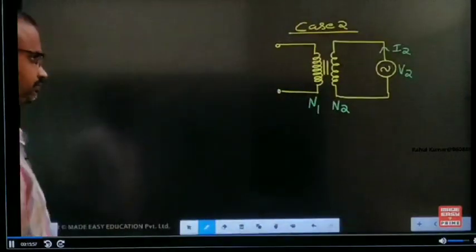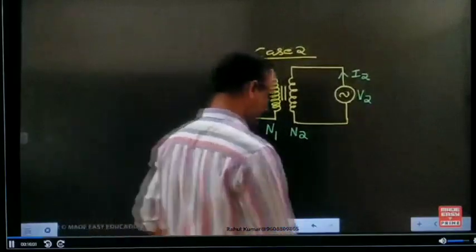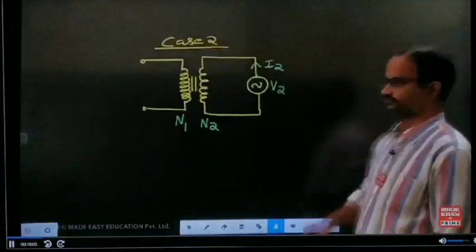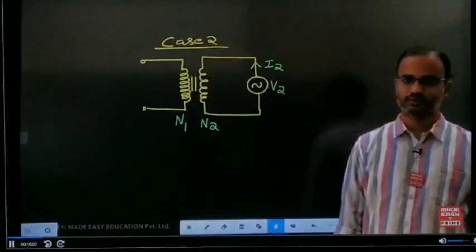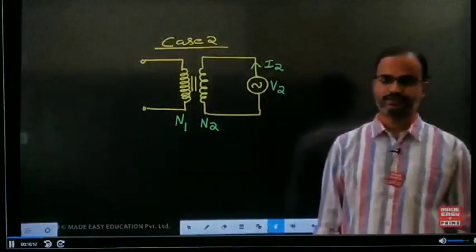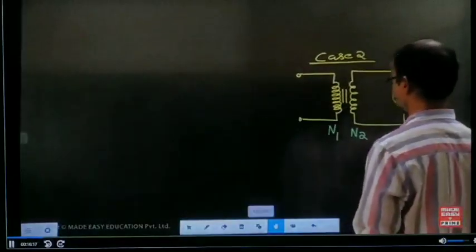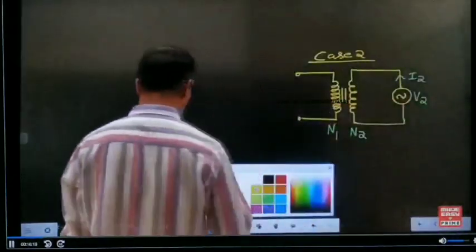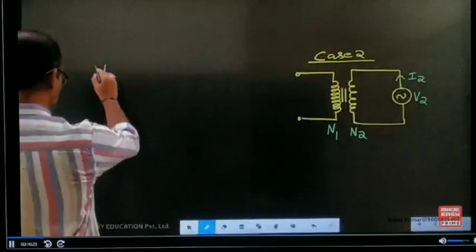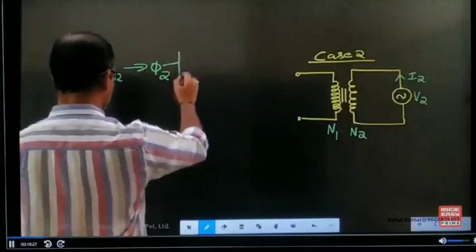Come to case 2. Now, in case 2, the source is connected to only the secondary side and the primary is open circuited. In this example, V2 produces the current I2. This I2 produces the flux phi 2.